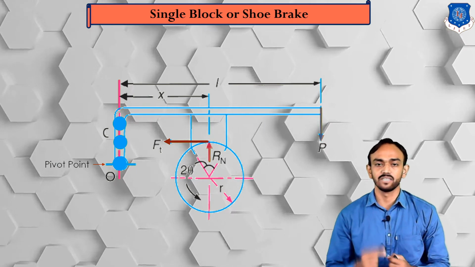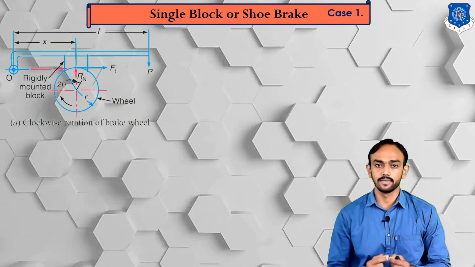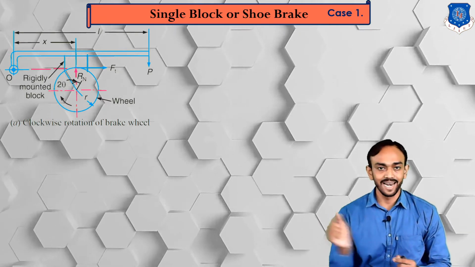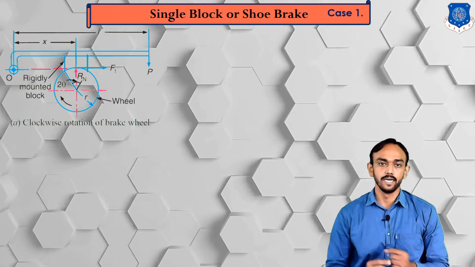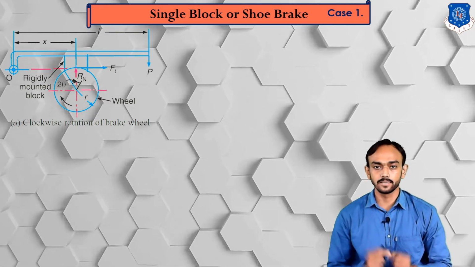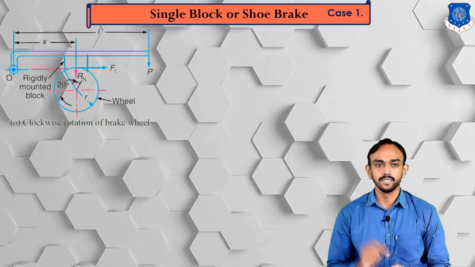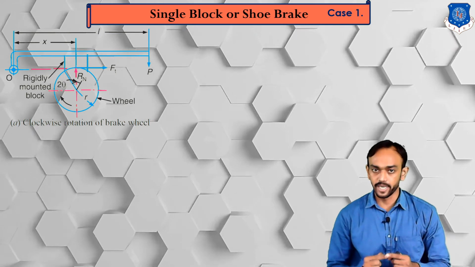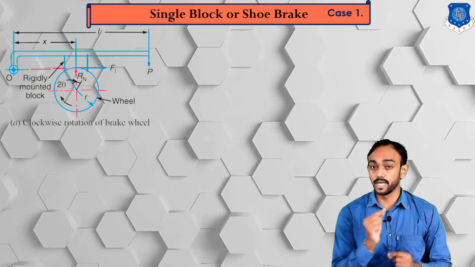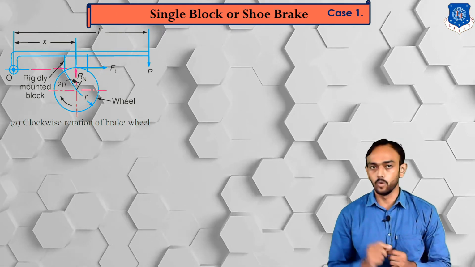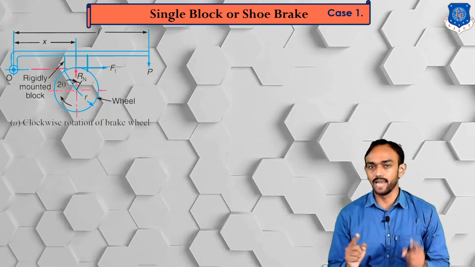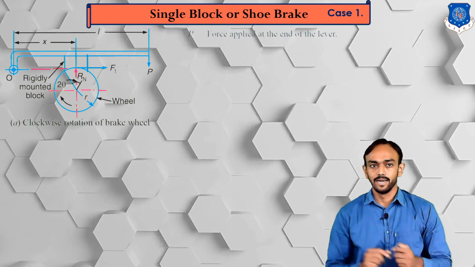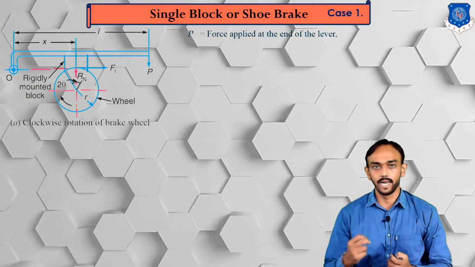First we start with the single shoe brake, case number 1, where the frictional force is in line with the pivot point. It is the very basic and simplest arrangement. You can see P is the force at the end of the lever, the reaction force at the point of contact, the frictional force which is tangent to the wheel, and pivot point O. The length of this lever is L, and the distance from the pivot point to the reaction force is X. Let's take the terminology: P is the force applied at the end of the lever.